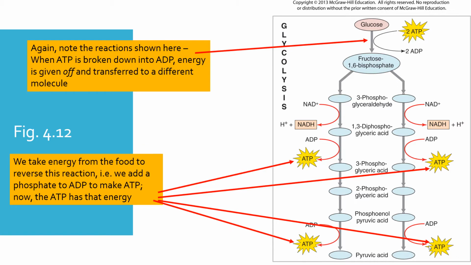So again, you'll notice that we start by breaking a phosphate off of an ATP, which gives us some energy. And then later we take energy from that food molecule to reverse that reaction and stick some phosphates back onto an ADP to charge up and make ATP. Now that ATP has that energy, because that last phosphate is a very high energy bond. It takes a lot of energy to stick it on. So now we've taken energy from the glucose molecule, and that energy is in the ATP molecule.